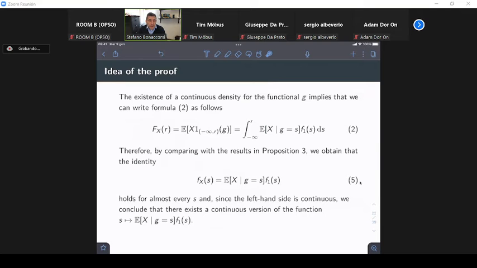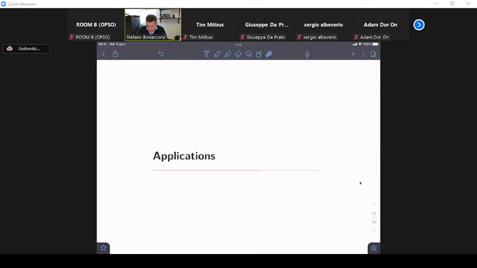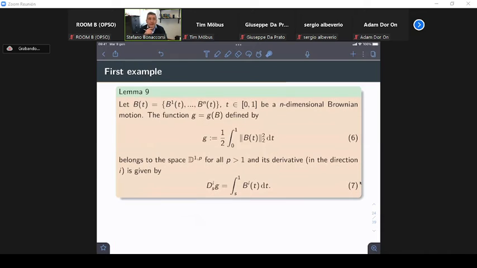And the last result in this part says that this random variable has a density, which can be computed by starting from the density of G and the conditional expectation of X given that G equals S, so on the level sets. Okay, so this is the main result that we want to prove in our paper. And so a couple of examples.